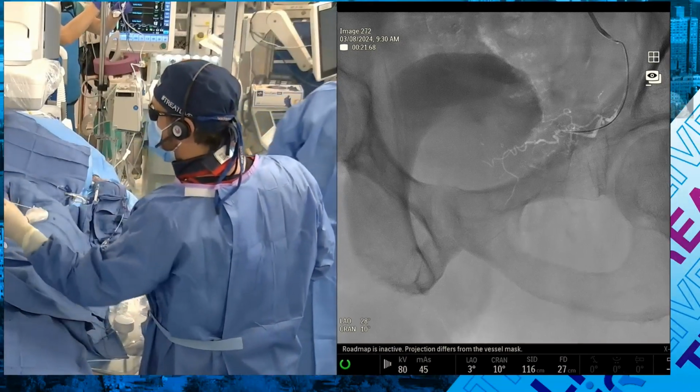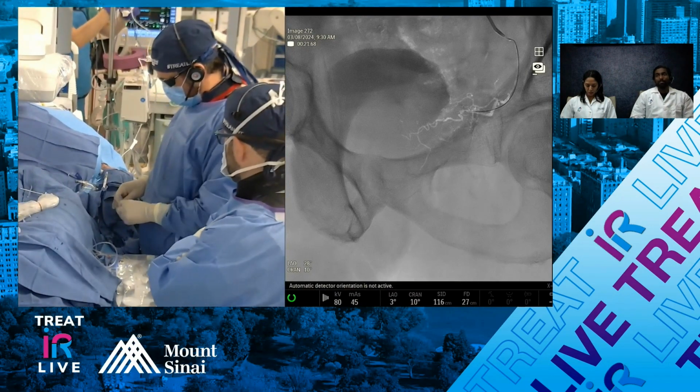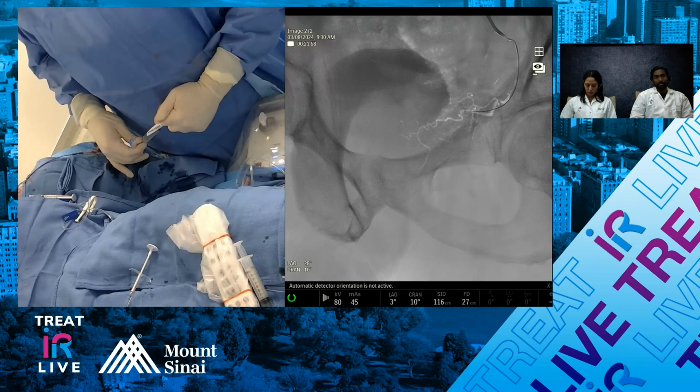Go ahead. It's kind of going back to your approach from a radial access in terms of screening for disease in the arch.